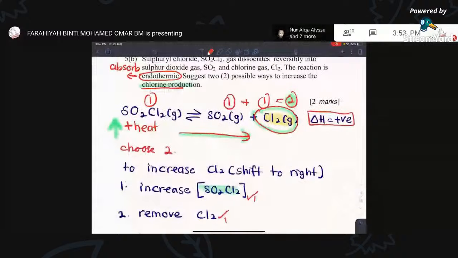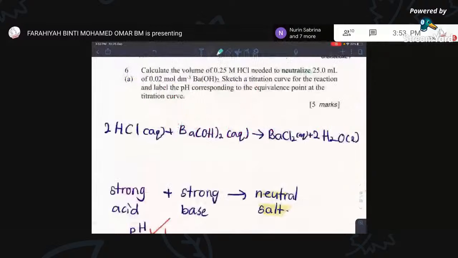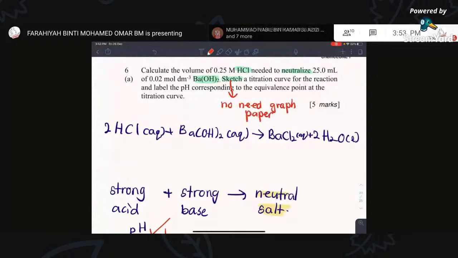Next, for question number 6 is about neutralization between hydrochloric acid and barium hydroxide. So the question asks you to sketch, no need graph paper. Okay, so tak perlu graph paper, dan dia suruh kamu buat label pH corresponding to the equivalence point at the titration curve. Okay, so now you kena alert, dia bagi kamu this value.